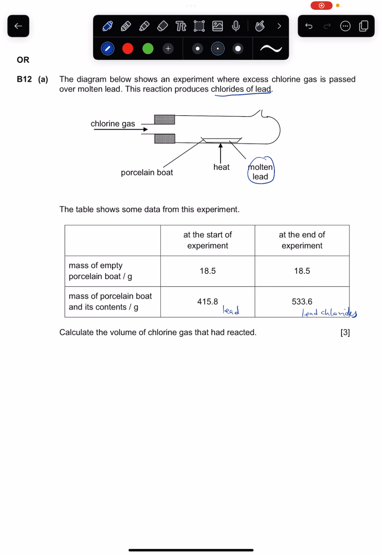So what happened? There is a difference, right? At the start, 415.8. After you pass through the gas, it reacts, now becomes 533.6. How come got increase? That increase is chlorine lor. So the mass of chlorine gas is actually 533.6 minus 415.8. You get 117.8 gram lor.